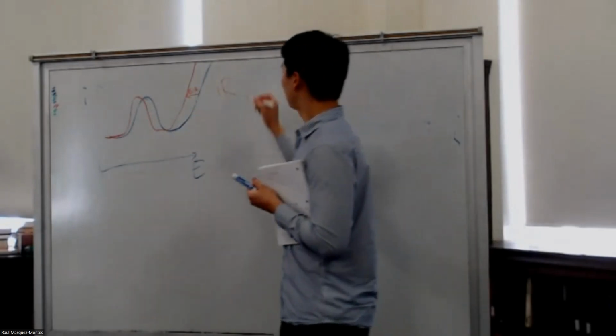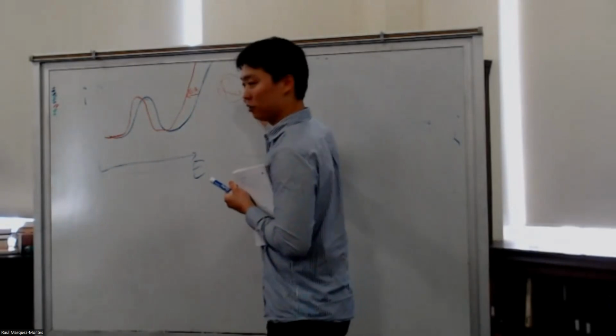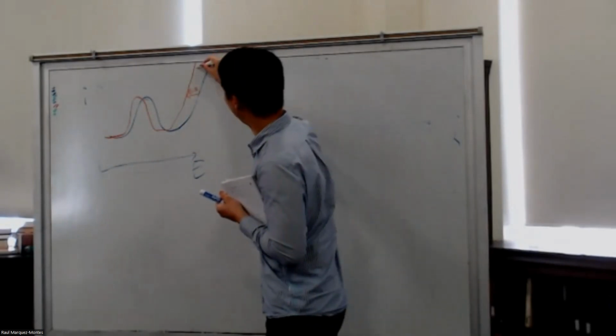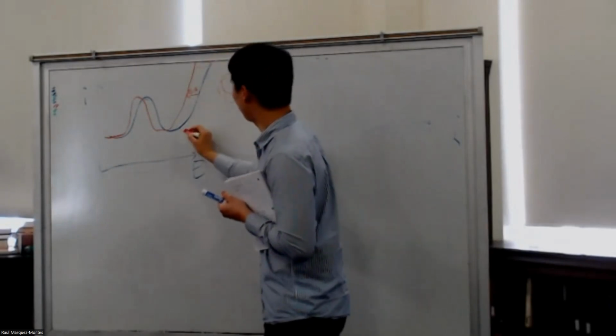So we have a resistance value, and depending on the current, this value can be bigger. So this gap can get bigger. At low current, it's a small gap.